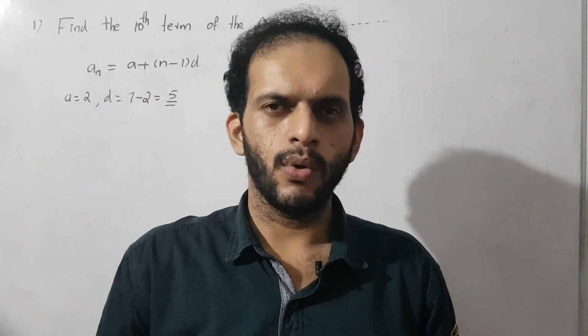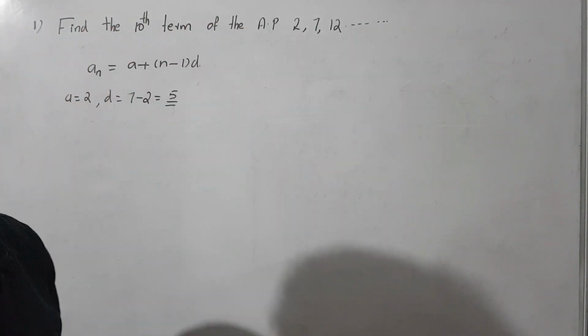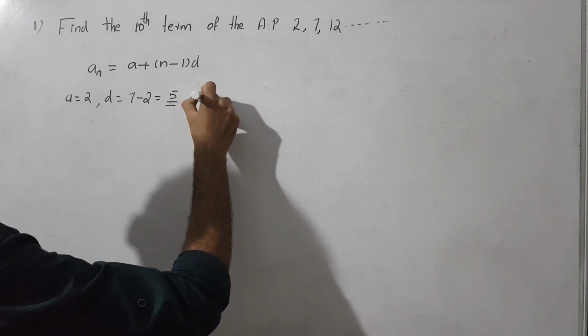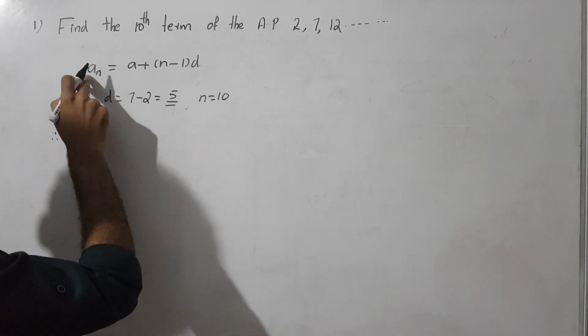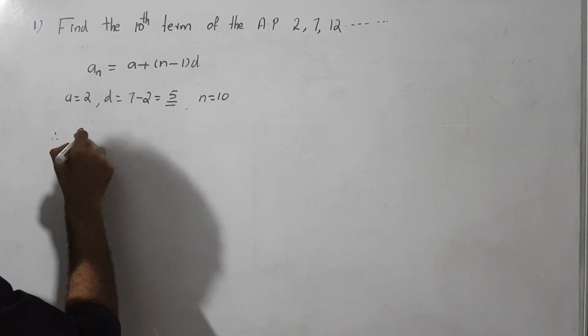So here the question asks to find the 10th term, correct? To find the 10th term. So n is equal to 10. Then we substitute. Therefore, we are finding the 10th term, so a10.